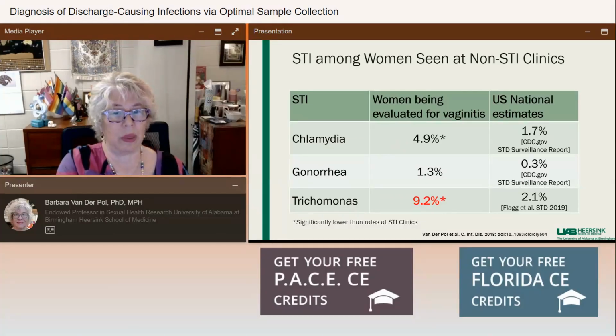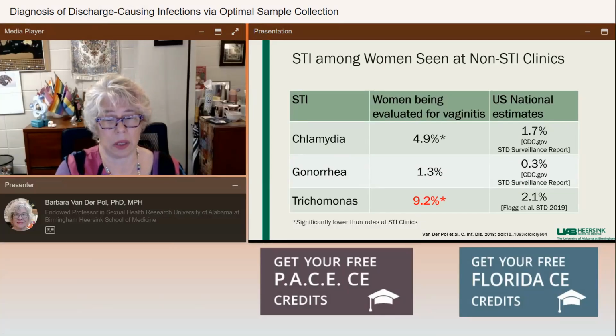Gonorrhea should be about 0.3% in the general population, but it was 1.3% in this study. And trichomonas, which I told you to keep your eye on, Trich, and don't ignore it just because there aren't a lot of good recommendations around it, was very, very common, almost 10%, and it was more than 4 times higher than what we'd expect in the general population. Do note that in the general population, trichomonas is still the most common STI in women with symptoms. So we really need to make sure we're evaluating all 3 of these all the time.